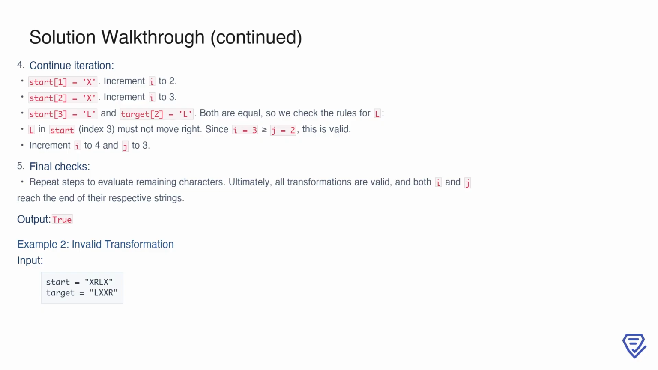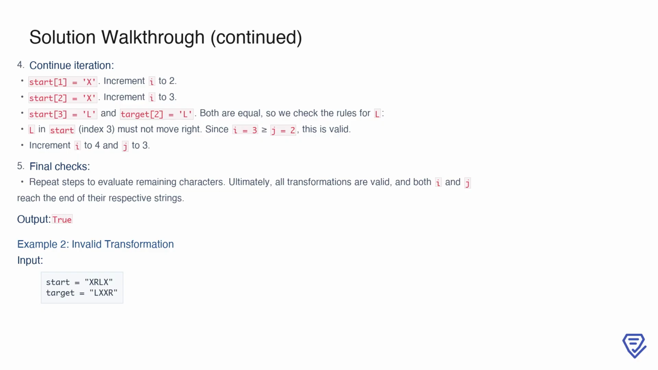Now, we need to verify the movement constraint for L. The rule is that L in start should not move to the right, meaning I must be greater than or equal to j. Here, I equals 3 and j equals 2, which satisfies the condition. After confirming this, we increment both I and j to process the remaining characters. Following this pattern, we evaluate all subsequent characters by skipping over X's and ensuring that the movement constraints for R and L are met.